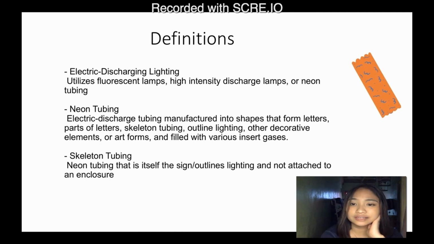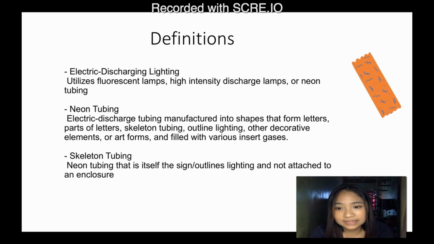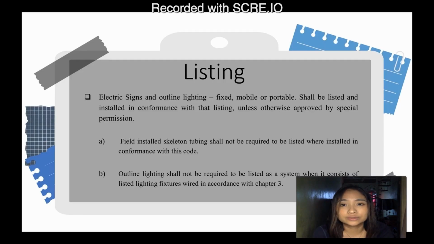So, what is electric discharge lighting? It utilizes fluorescent lamps, high intensity discharge lamps, and neon tubing. Neon tubing is manufactured into shapes that form letters, parts of letters, skeleton tubing, outline lighting, and other decorative elements of art, and is filled with various inert gases. Skeleton tubing is neon tubing that is itself the sign or outline lighting and is not attached to an enclosure.